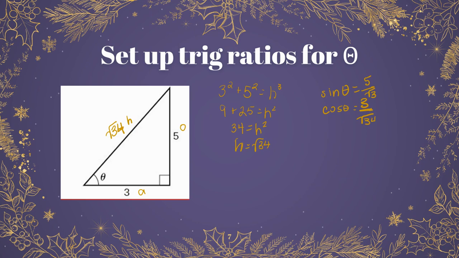And then, of course, the tangent of theta is equal to the opposite, which is 5, over the adjacent, which is 3. You're getting the idea, I assume. Let's continue on.